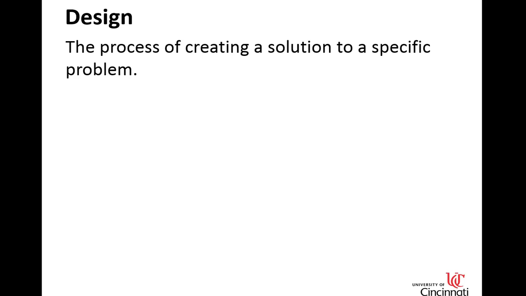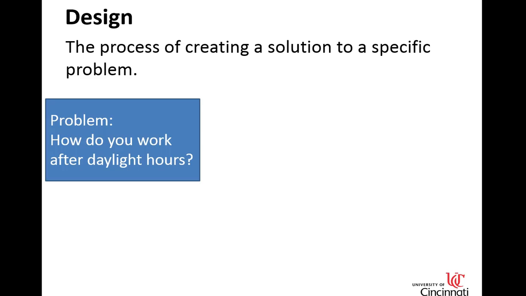I give you a problem: how are you going to get to work today? And you design a solution to that. I'm going to take the bus, I'm taking the train, I'm riding my bicycle, I'm going to walk. So a problem: how do you work after daylight hours? Without any other source of light, you would be restricted to working just during daylight hours. At one point in time, we didn't have any ability to work past sunset. So how did we solve this problem?